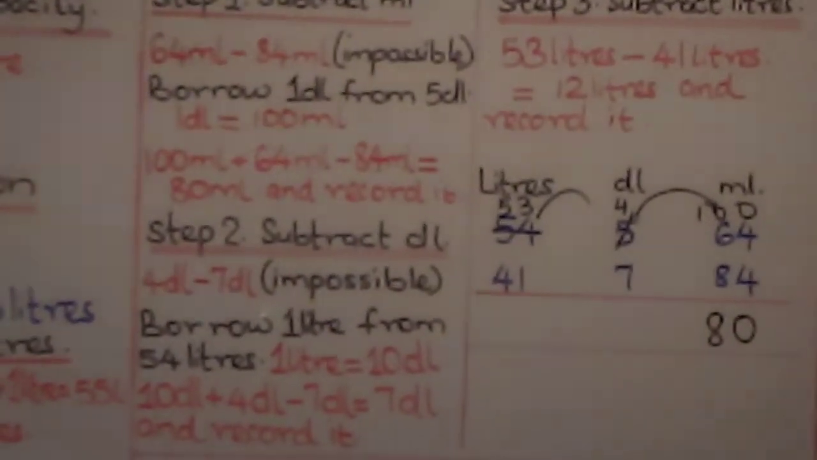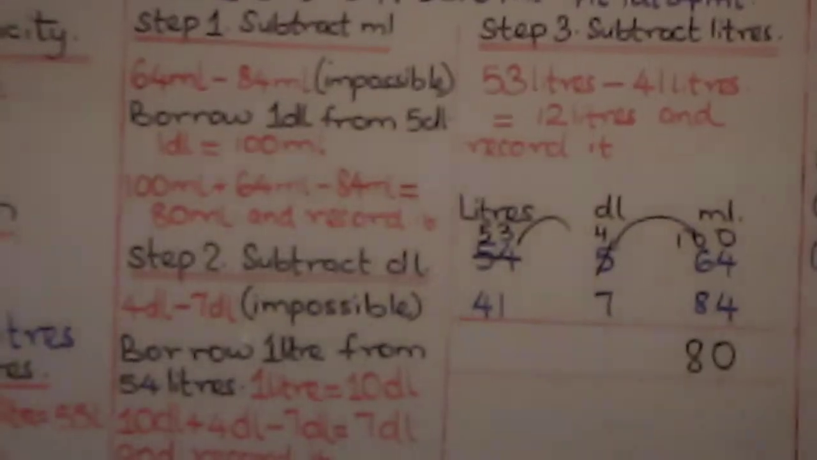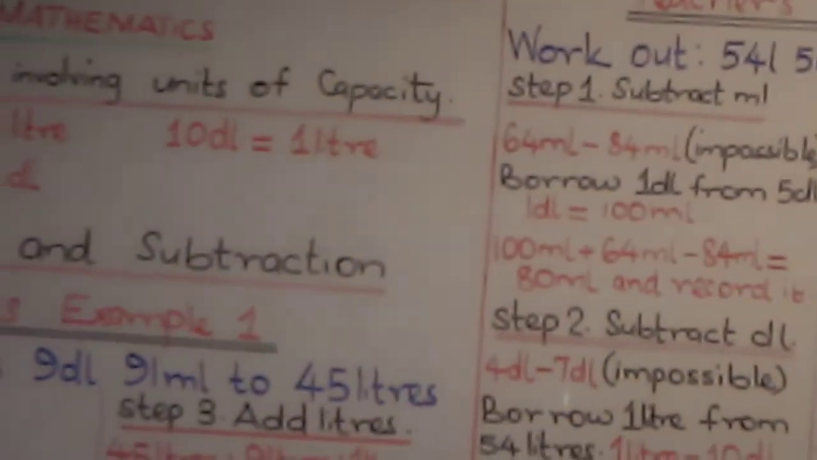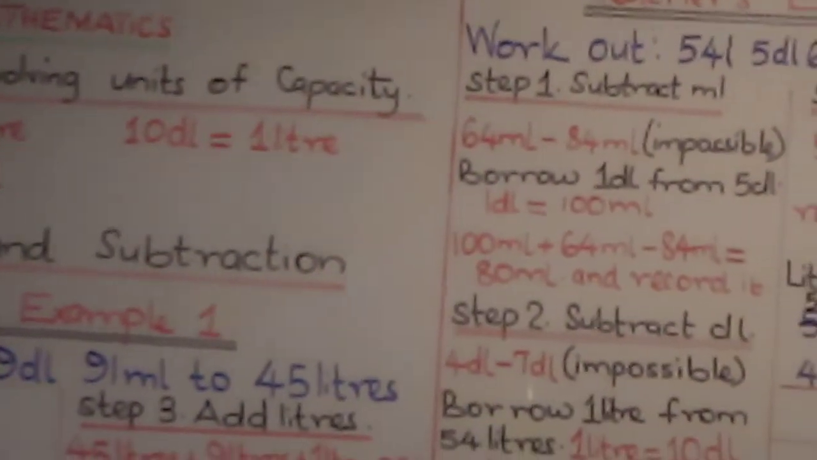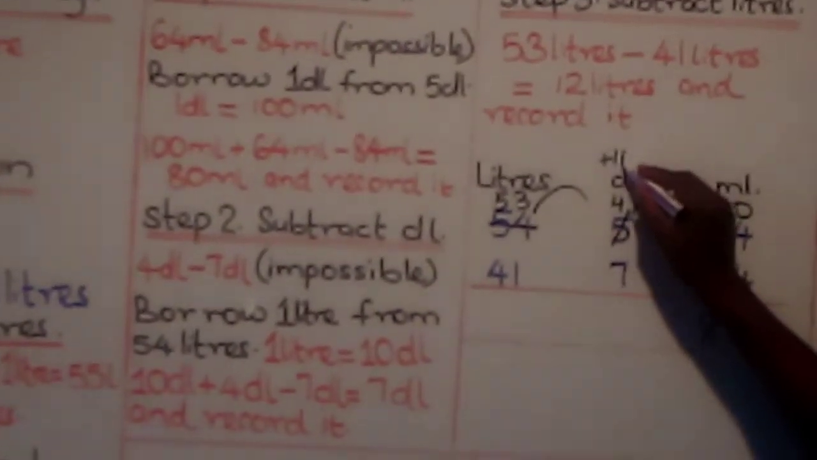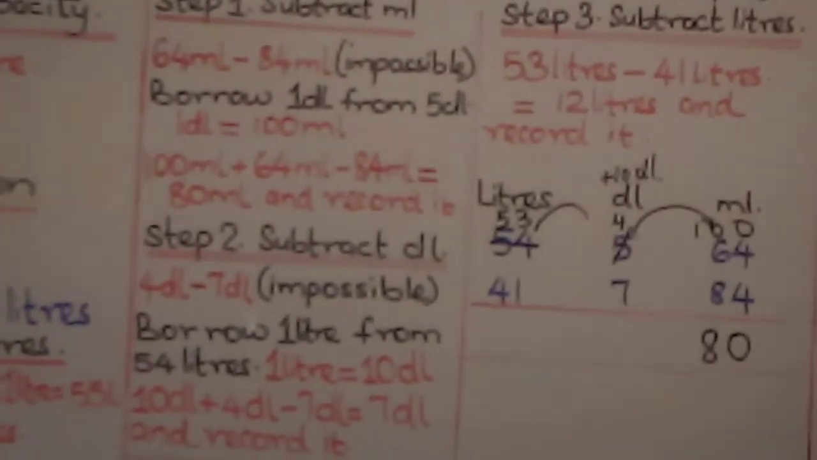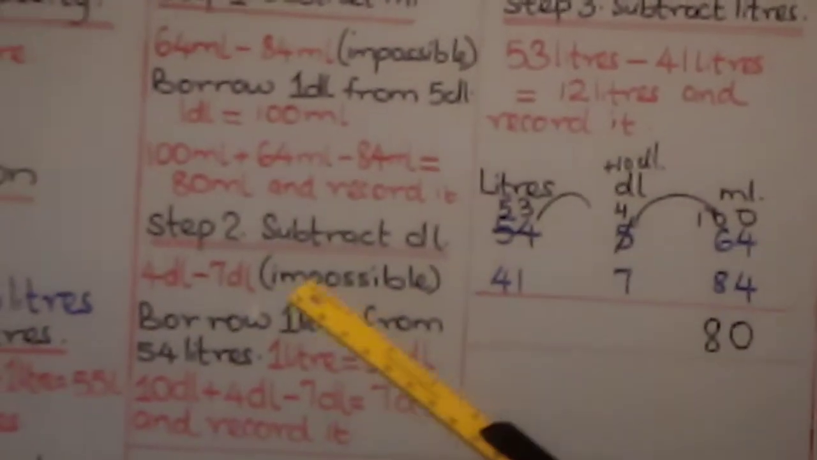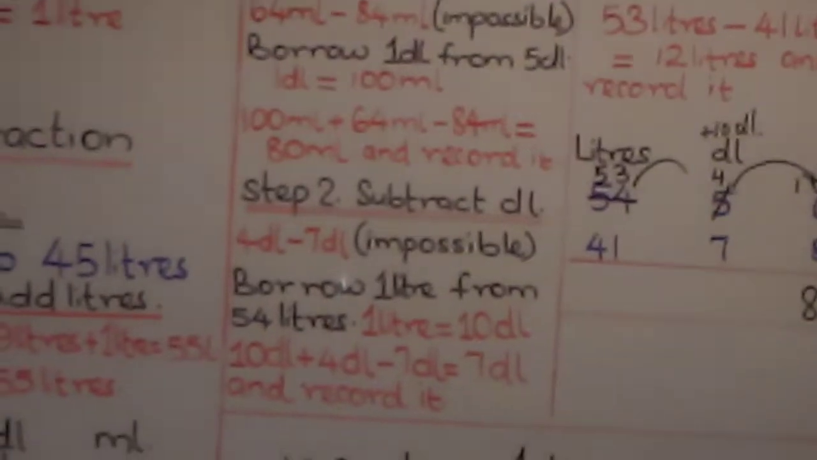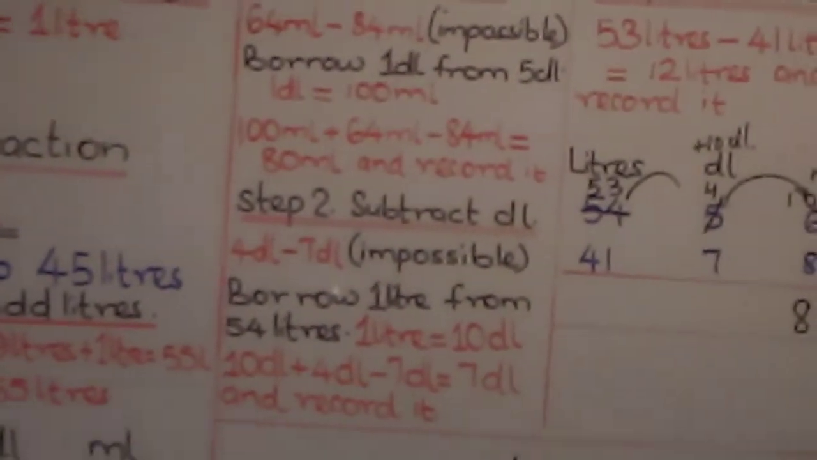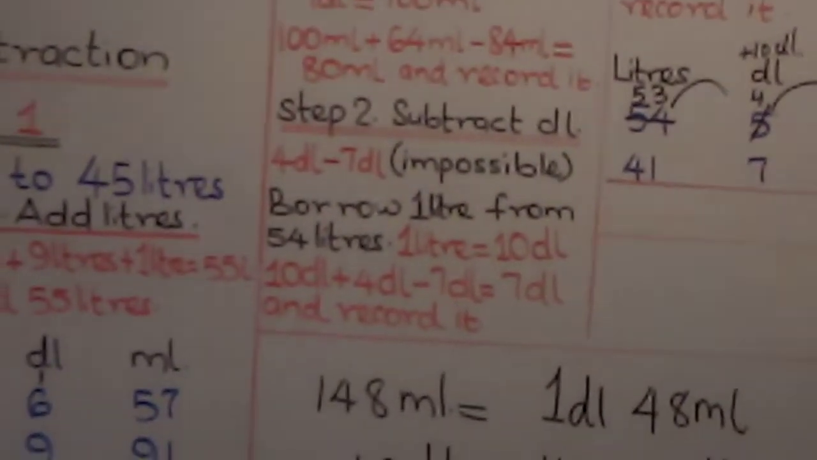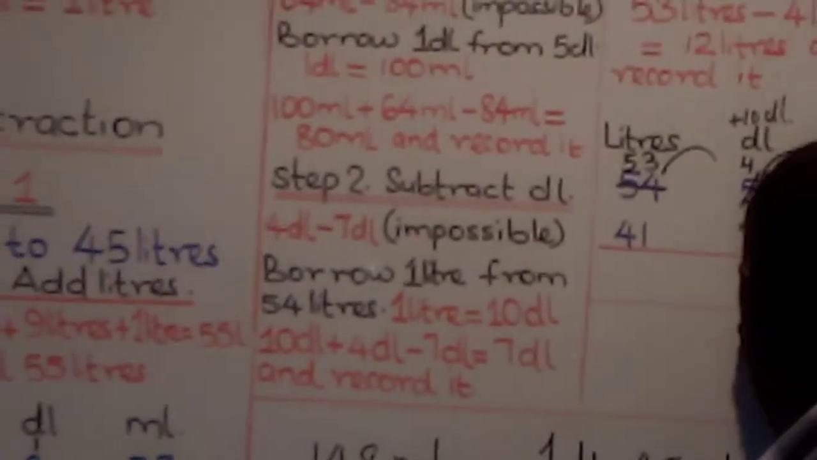Now, how many deciliters make 1 liter? Class, shall we read together? 10 deciliters make 1 liter. And so that liter comes this side as 10 deciliters. So we're adding 10 deciliters plus 4 deciliters minus 7 deciliters. And boys and girls, the answer is 7 deciliters. And we record the 7 deciliters.